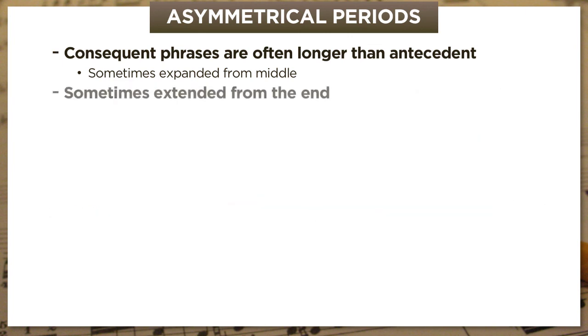Another, and maybe a more common way of making a period asymmetrical is to extend the consequent from its end. This often involves a technique called cadential evasion and extension, which just happens to be the topic of our next video. So I look forward to seeing you there.